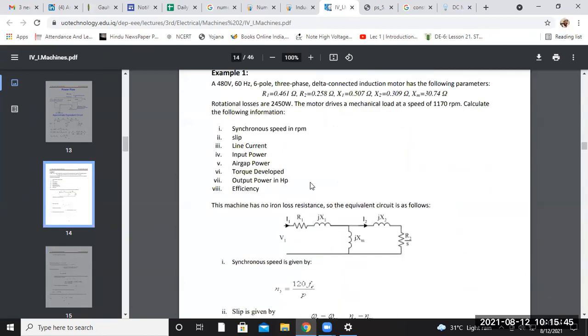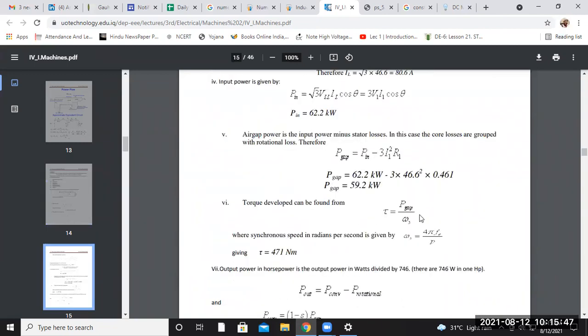Then there is another part, that is torque developed. The torque formula is the power developed divided by the synchronous speed. So the torque developed can be found from this formula: torque equals air gap power divided by the synchronous speed omega s, the speed at which the machine is rotating, which is given by 4 pi Fe upon P. I am not going to derive this formula. You just have to remember this formula as 4 pi F upon P.